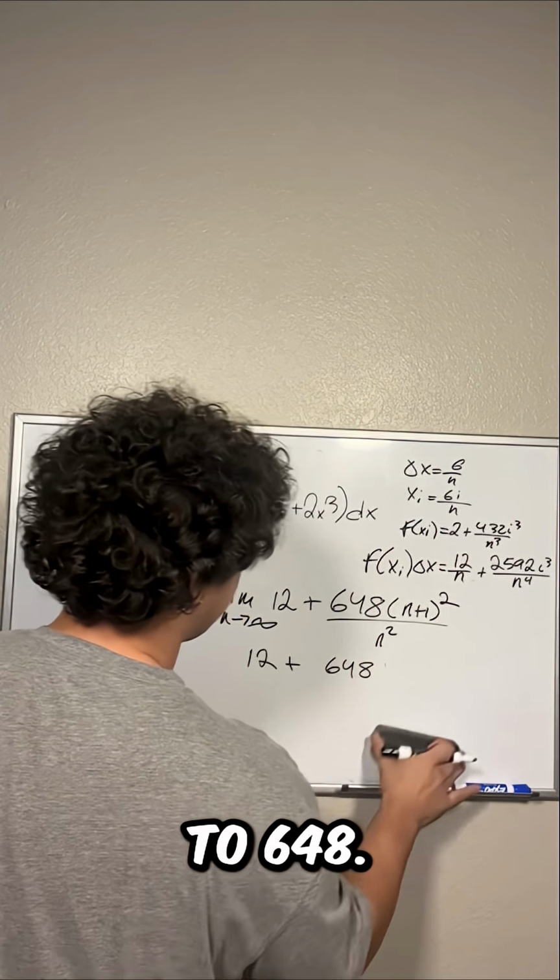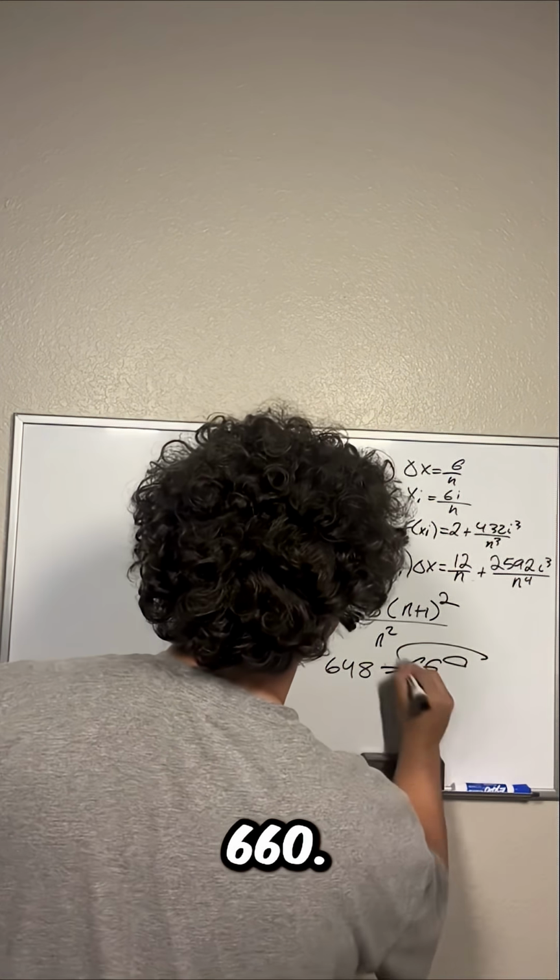1 times 648 is just 648 and this equals 660. That was torture.